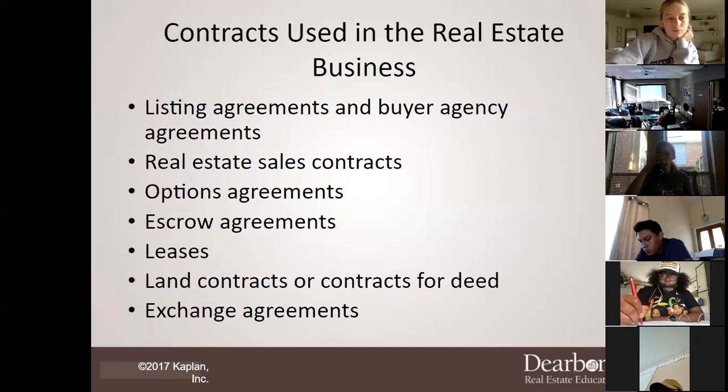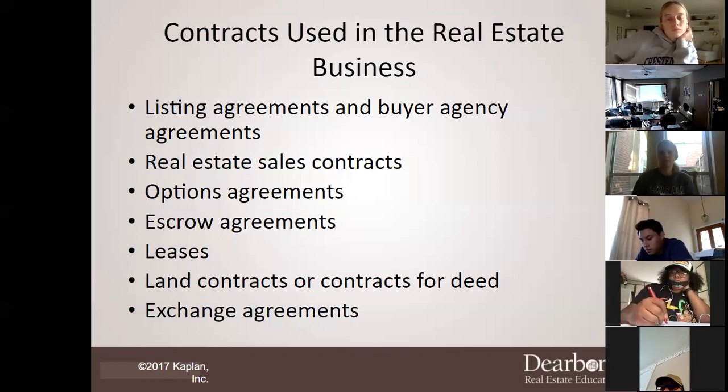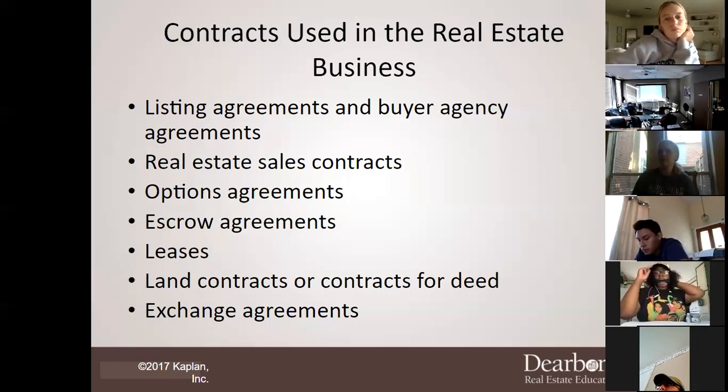And an exchange agreement, that's also seller and buyer. What exactly is an escrow agreement? An escrow agreement, it's an agreement, it's basically, how can I word this? It's a big question. It's interesting.